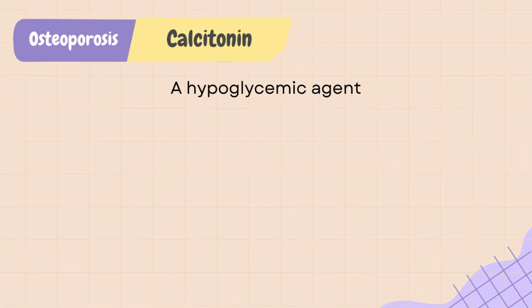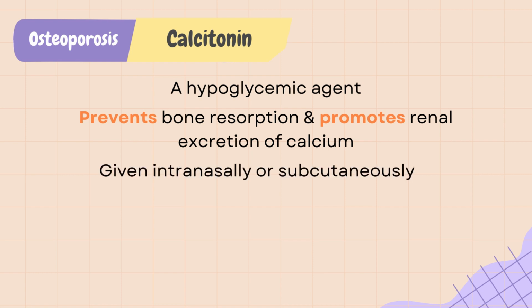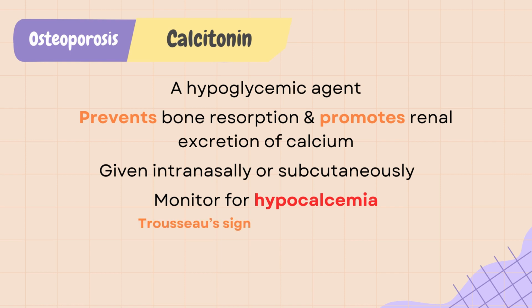Calcitonin is a hypoglycemic agent that prevents bone resorption and promotes renal excretion of calcium. It is given intranasally or subcutaneously. The main thing to monitor for is hypocalcemia or low calcium level in the blood. Classic signs of hypocalcemia include Trousseau's sign and Chvostek's sign.